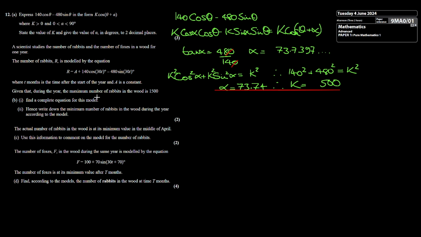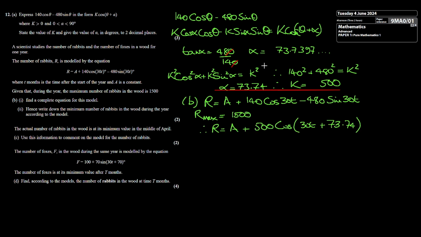So in part B, we have to apply our knowledge to a practical problem here, and it's the population of rabbits. Wouldn't you just know it? Okay, B. The number of rabbits is modelled by this equation, where t is months and a is a constant. And we're told that R max is equal to 1500.